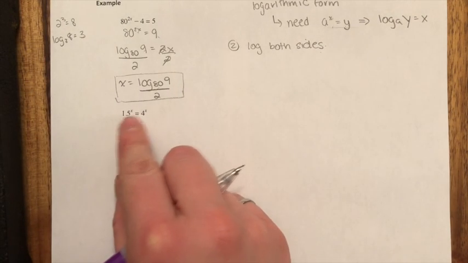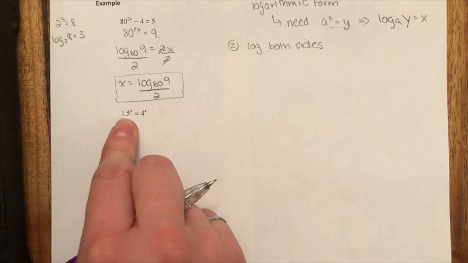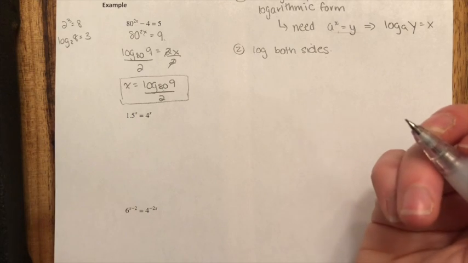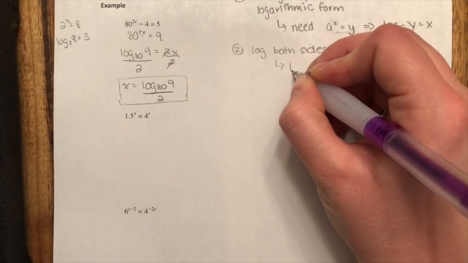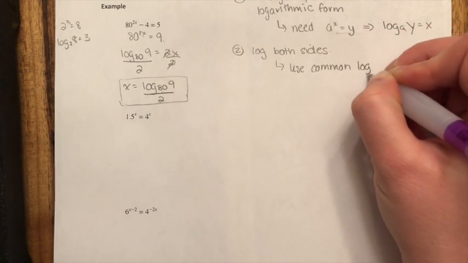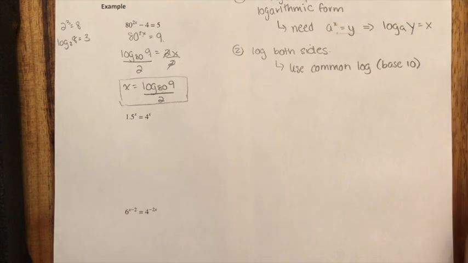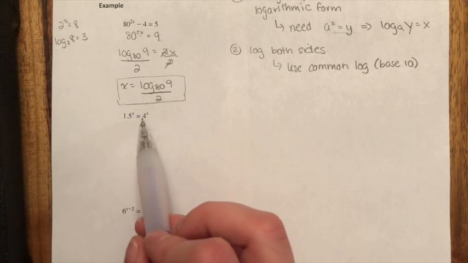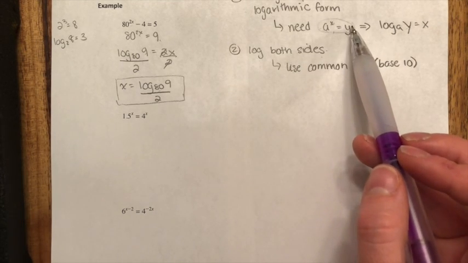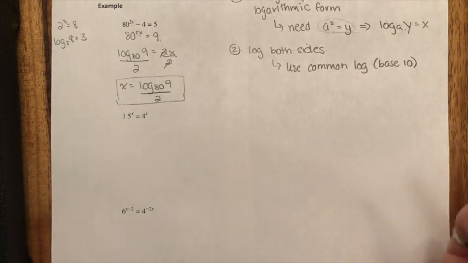This one, we can't get this to just one exponent. So see how we've got 1.5 to the x equals 4 to the x? In this case, what we're going to have to do is log both sides. And whenever you're going to do this, I would say just use the common log, so base 10. That way you don't have to write a base. So when we log both sides, it's kind of like square rooting both sides of an equation. So yeah, this one we can't convert to just one log because there are exponents on both, and we don't know how to do that, okay?